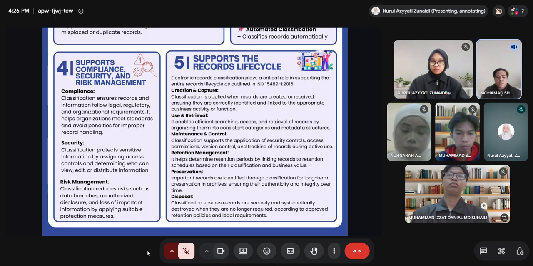Finally, there is disposal. When records are no longer needed and their retention period has ended, classification helps ensure they are disposed of securely and according to the organization's policies and legal requirements. This also reduces unnecessary storage and protects confidential information. In conclusion, electronic records classification supports every stage of the records lifecycle by making records easier to organize, access, protect, preserve, and dispose of efficiently.